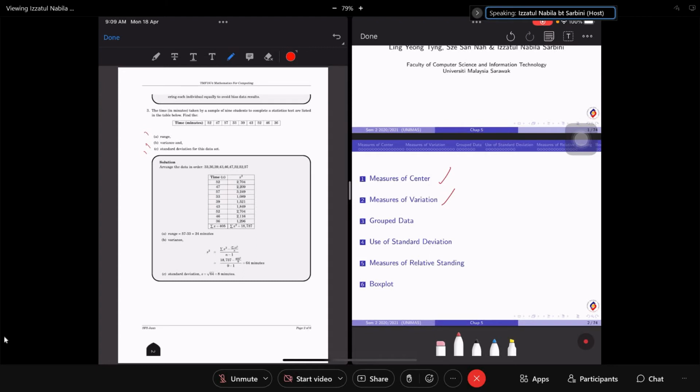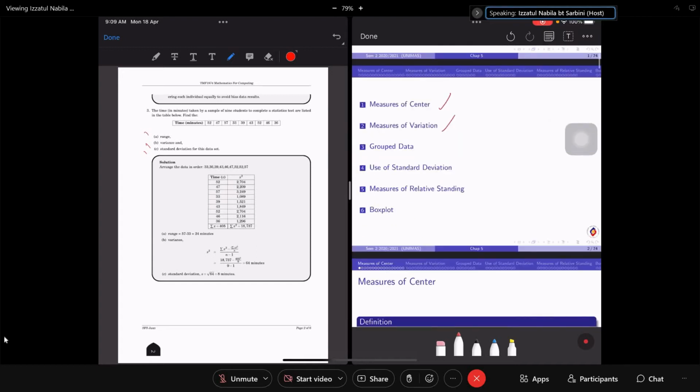not. The characteristic of the data, whether the data is concentrated in one value, or whether it's spread, whether it varies a lot. So that's why you calculate variance and standard deviations.